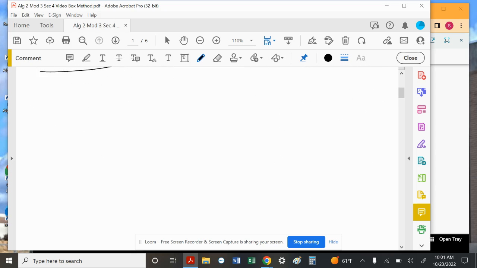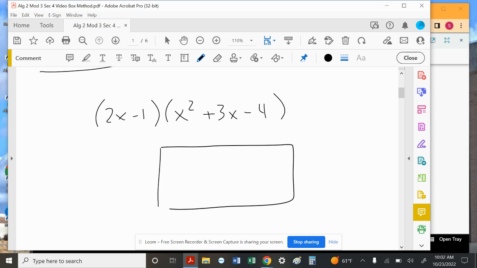So what was I talking about there? So let's say that I have 2x minus 1 times x squared plus 3x minus 4, just something like that. And I want to multiply those together. Again, it doesn't matter where you put anything. So in this case, I'm going to have a 3-column, 2-row matrix. And so I'm going to put my 2x minus 1, but I could have made it 3 rows and 2 columns. I have my x squared, 3x, and my minus 4 up there.